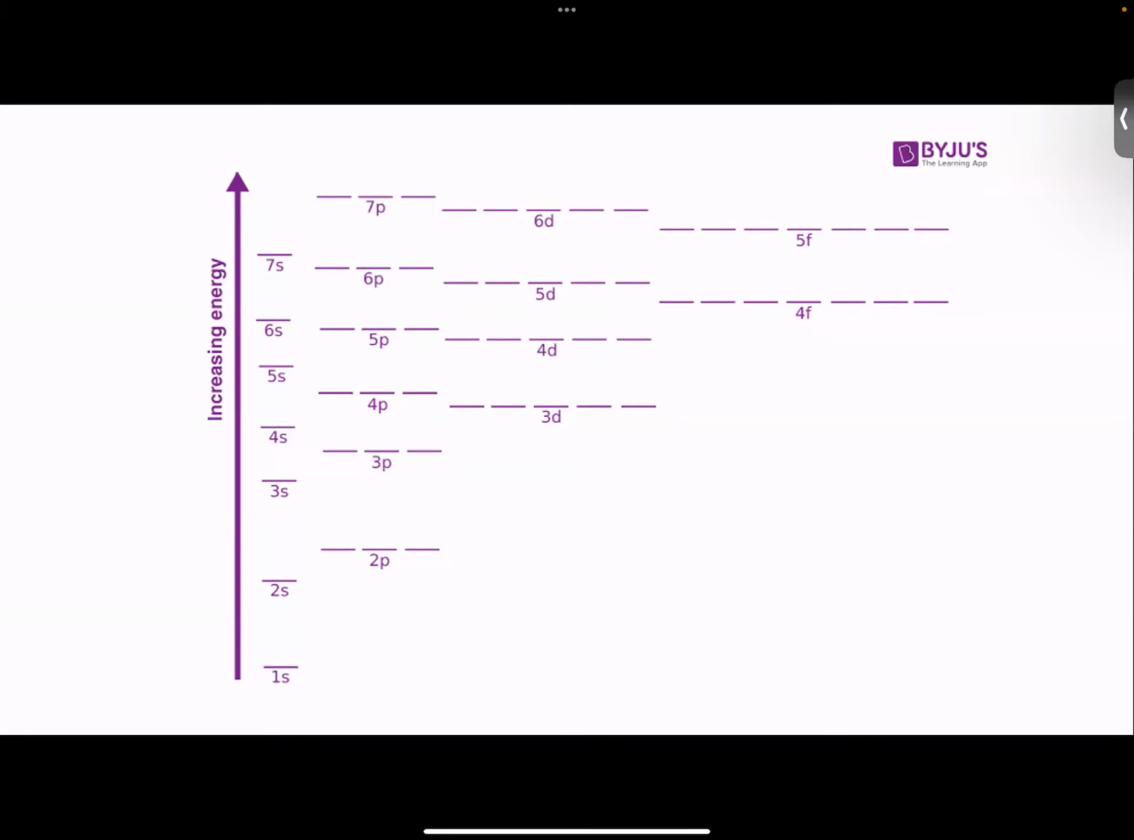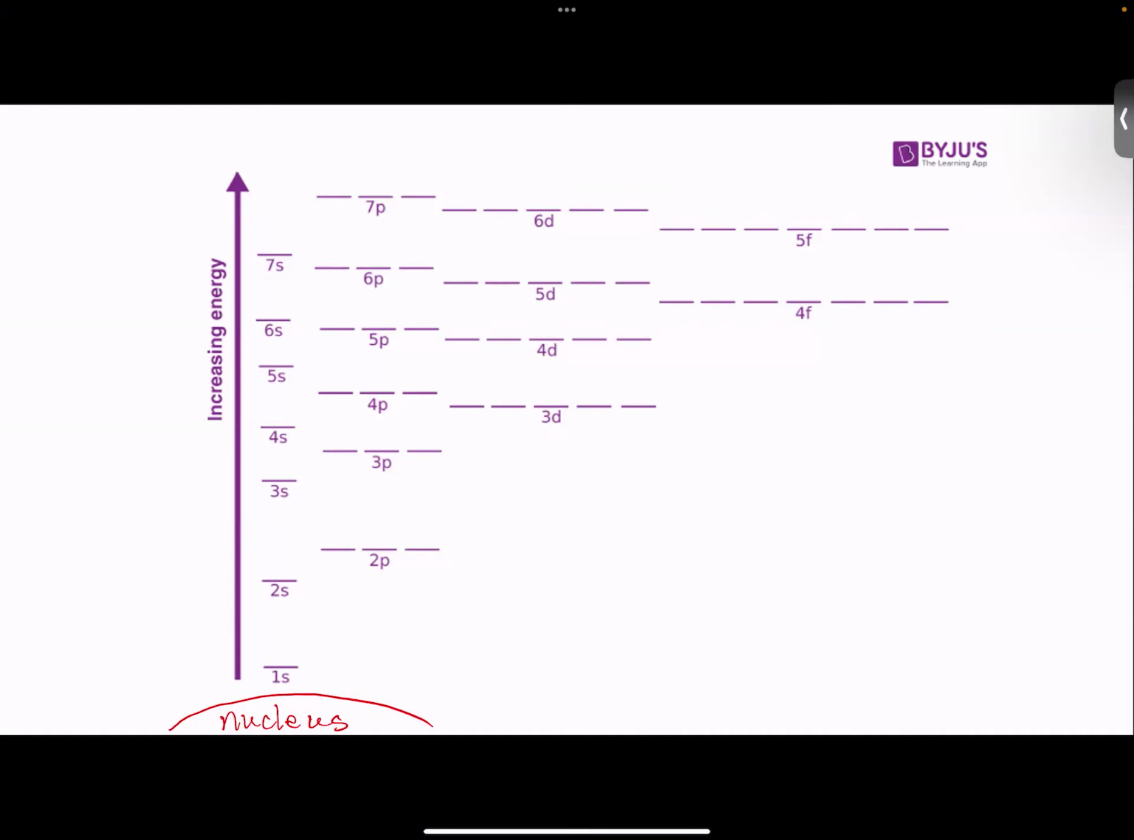Now, I said that this also is related to the energy. This is increasing energy. When we start working with a multi-electron system, with any electron system, we always go from the lowest energy, which is going to be the one closest to the nucleus. We always go from the lowest energy up.